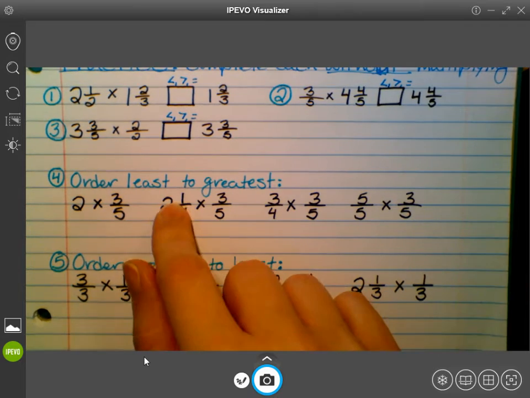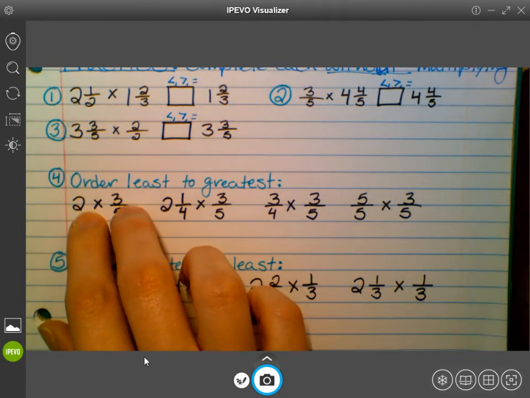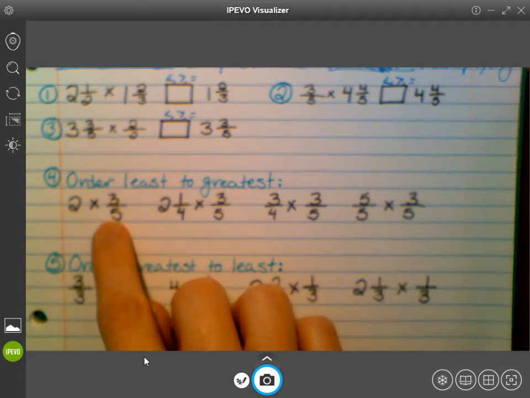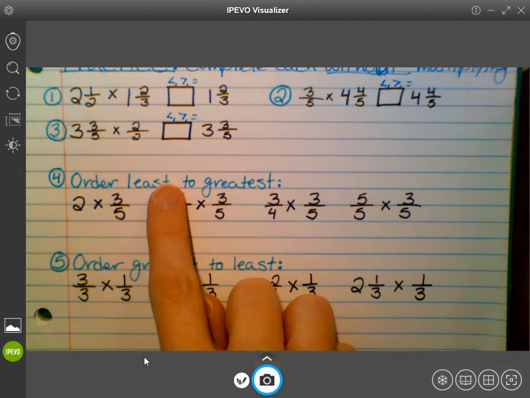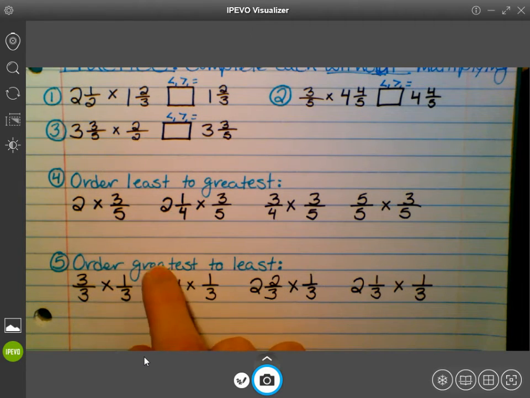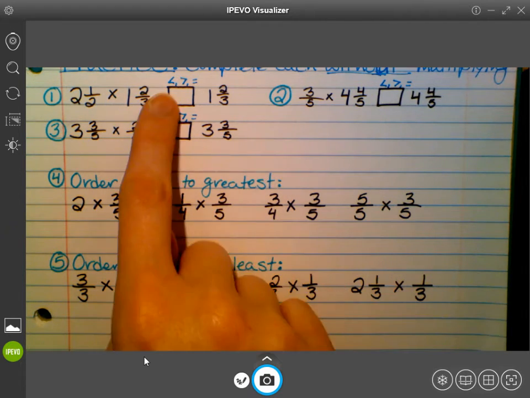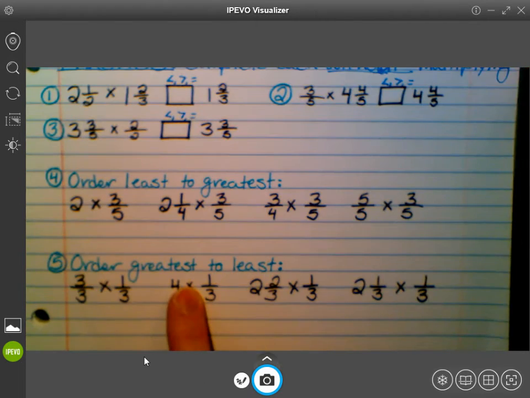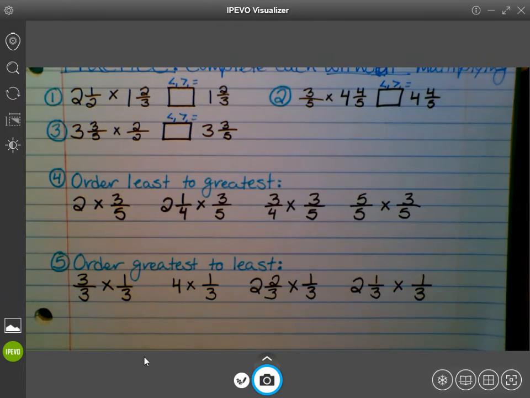Then the second type of problem you'll see on your homework is ordering different equations. So we can see here, we have 3/5 in common in each of these equations. Ordering these from least to greatest, or smallest to greatest. And then number 5 is the opposite, greatest to least. And again, you'll notice they all have the same fraction in common, 1/3. So we're going to look at one of these together, and then either 4 or 5 together. So go ahead, get these written down, and then we're going to look at 2 of our problems together.